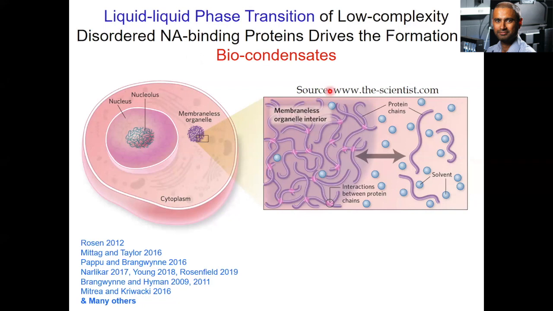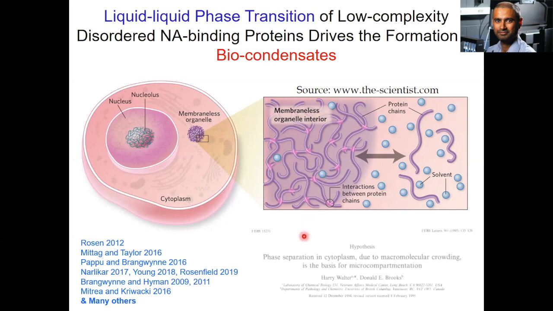But overall, what you think about when you think about these organelles is this model of phase transition, where polymers such as protein and nucleic acid come together and create assemblies which are in dynamic equilibrium with the solution, which is enriched in solvent molecules and depleted of these polymer molecules. And these proteins are dynamic within these assemblies. They're moving around, and that contributes heavily towards this liquid-like behavior.